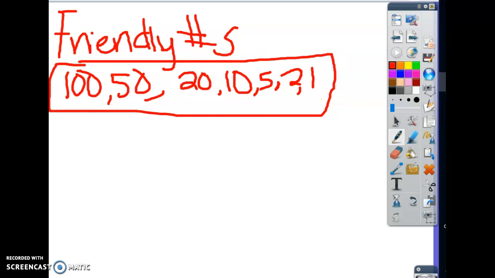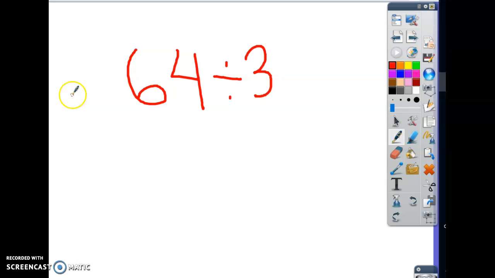And so we're going to start with this first division problem. 64 divided by 3. I'm going to write my friendly numbers down here. This is something you can do when you're dividing so that you can remember the numbers that you're using in order to divide. So I wrote my 1, 2, 3, 4, 5, 6, 7 numbers down.